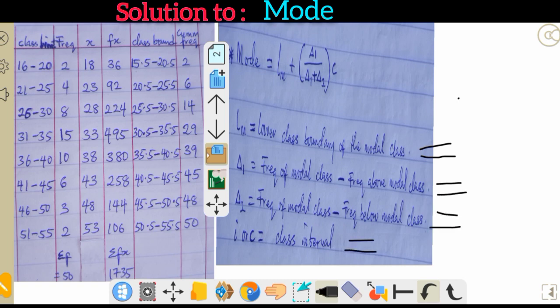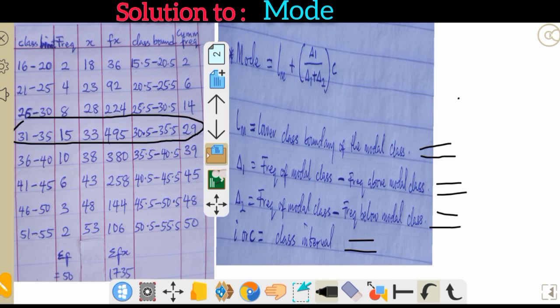Let's go. This Lm means lower class boundary of the modal class. Firstly, where is our modal class? Our modal class is the class with the highest frequency. If you check under our frequency, we have our modal class to be this class. I'm marking it.